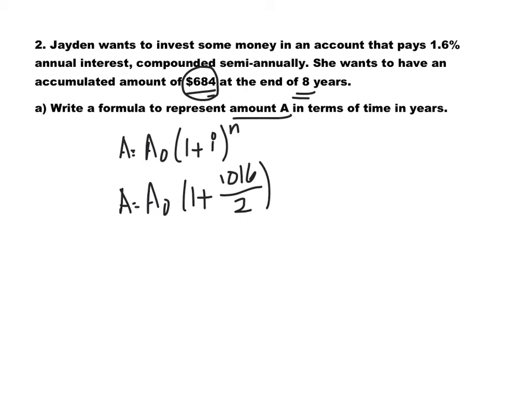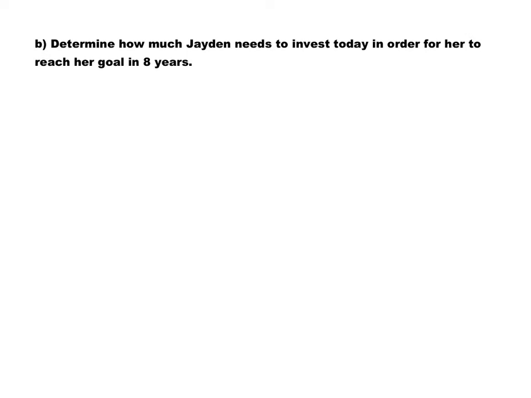And then because we have to express it in terms of years, let's say t, then we are going to multiply the time by 2, which is our compounding period. So this is the equation representing the future value. The next part of the question says determine how much Jaden needs to invest today, meaning the initial amount, in order for her to reach her goal in 8 years.